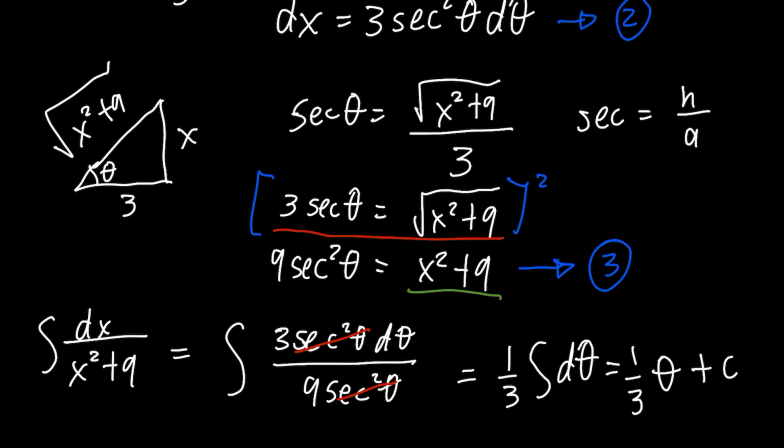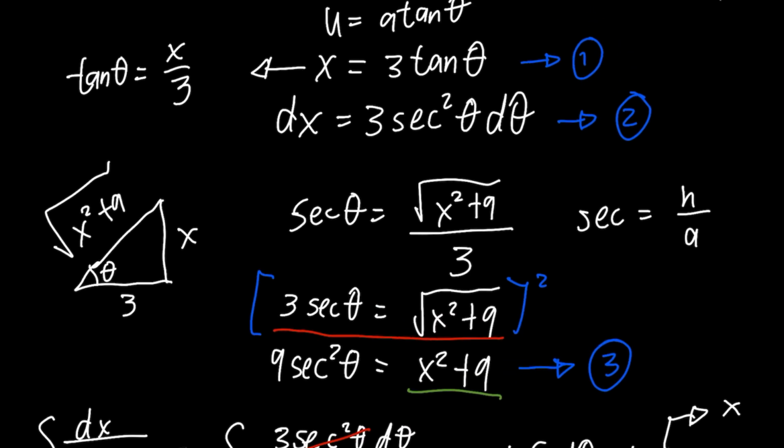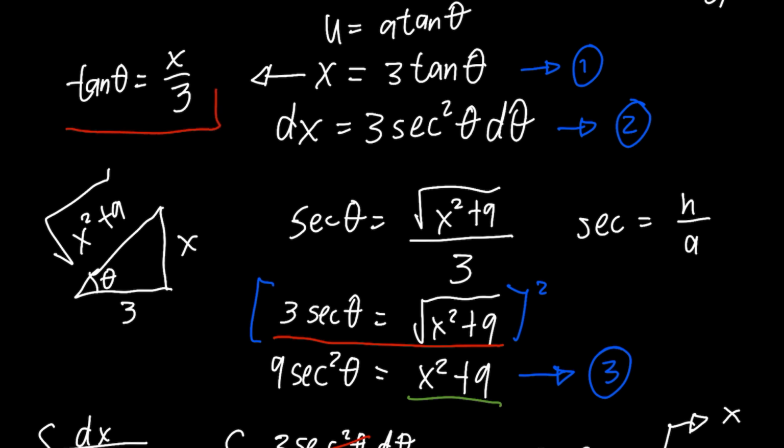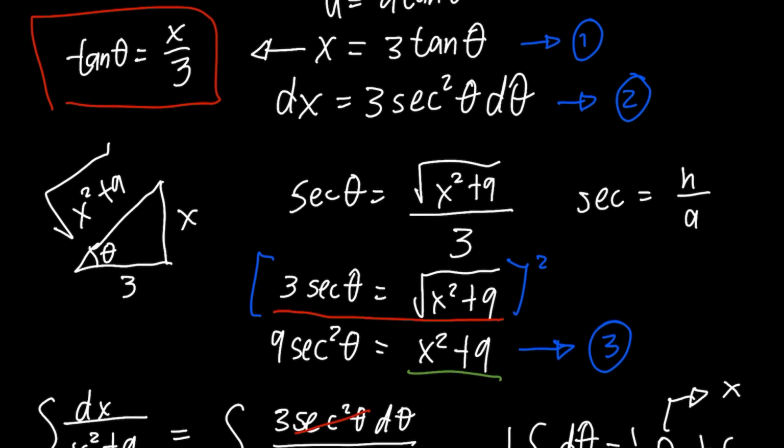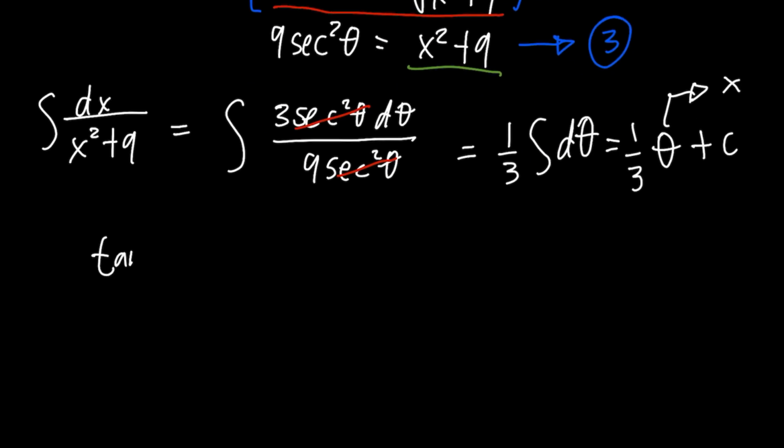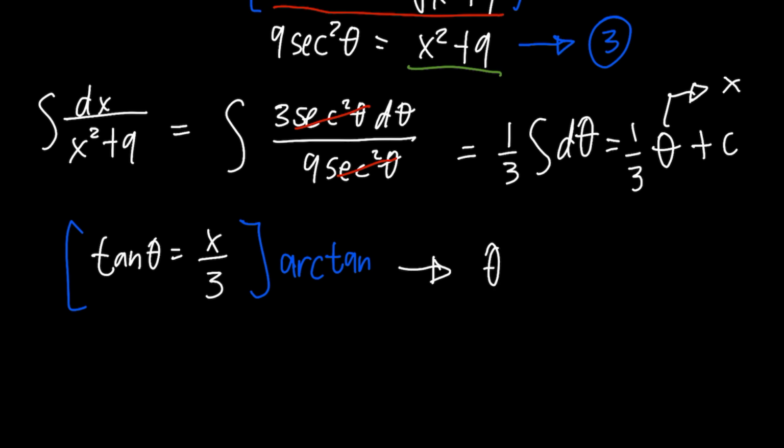So we need to rewrite the theta in terms of x. How do we get that? From the equation tan theta is equal to x over 3, we're going to get the value of theta there. So tan theta is equal to x over 3. We're going to apply arctan to both sides of the equation. So we'll get theta is equal to arctan of x over 3.